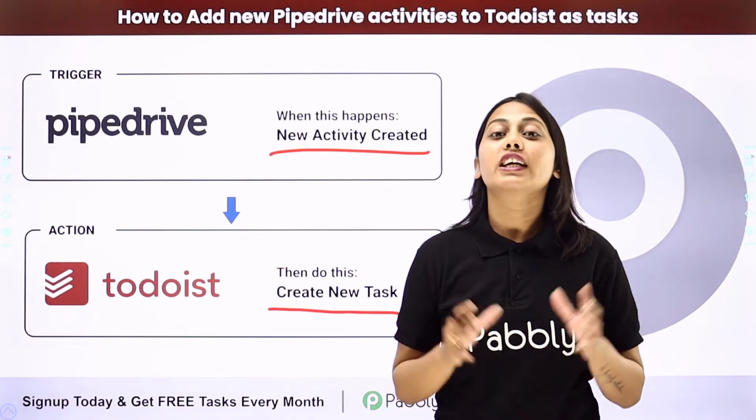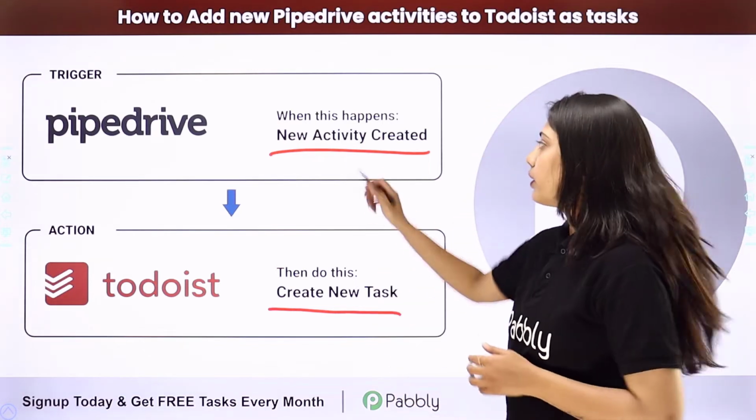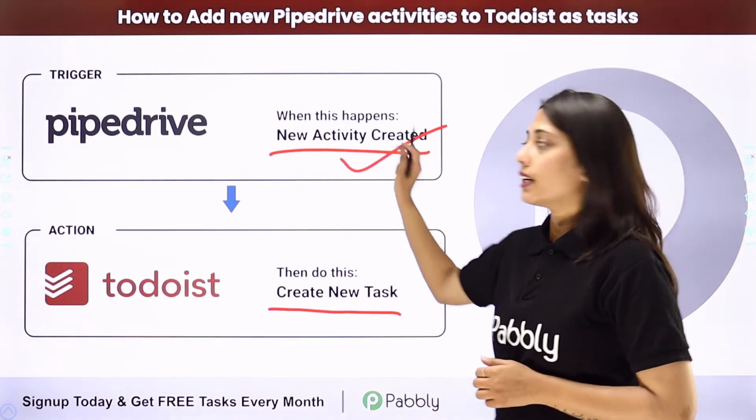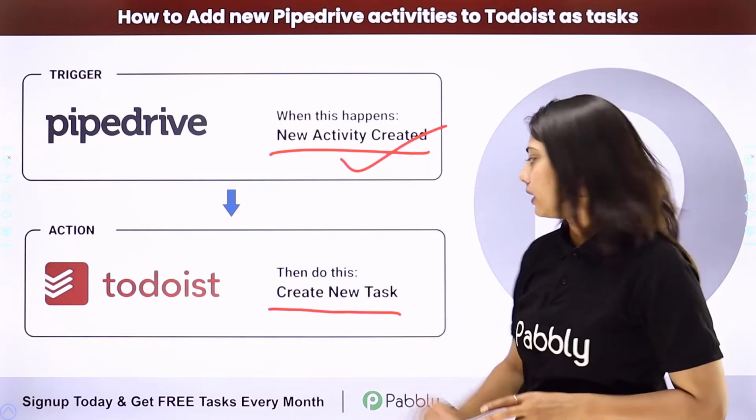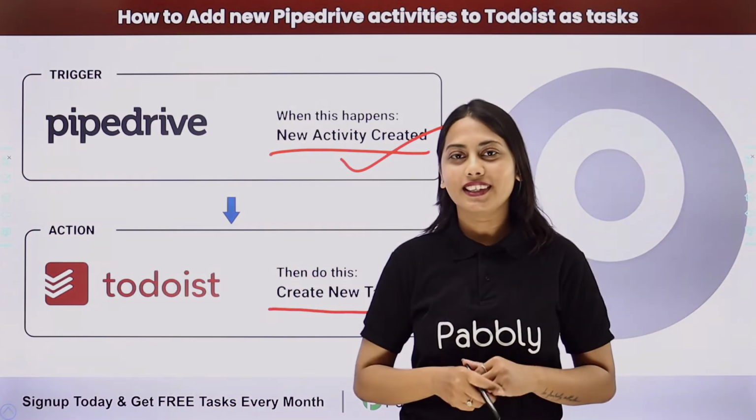But let me tell you, we can actually automate this process using Pabbly Connect, where our trigger will be new activity created in Pipedrive and our action will be new task created in Todoist. Let us learn how to do it.